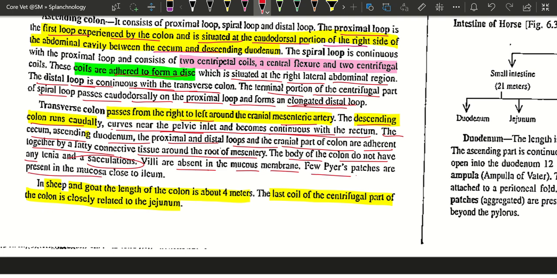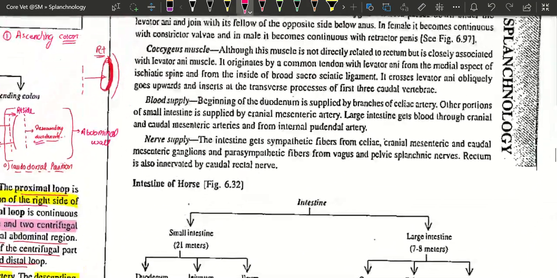Talking about the sheep and goat, the small ruminants, the length of the colon is about 4 meters, and the last coil of the centrifugal part of the colon is closely related to the jejunum. Okay, so the last part of the centrifugal is closely in relation with the jejunum. Okay, so now with this, we are done with the second portion, which is the colon.